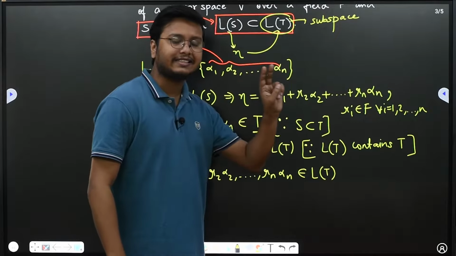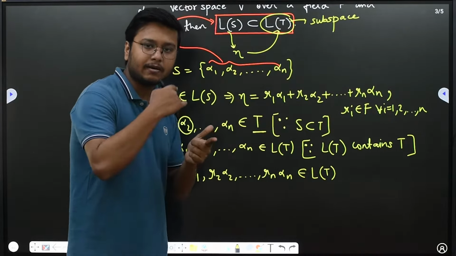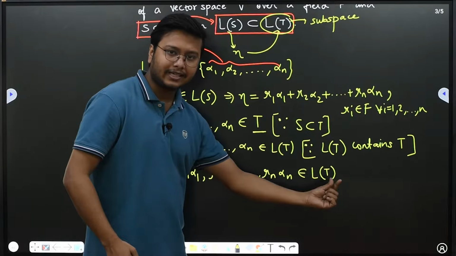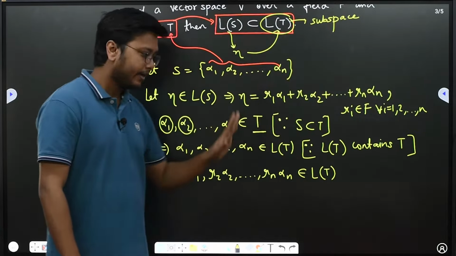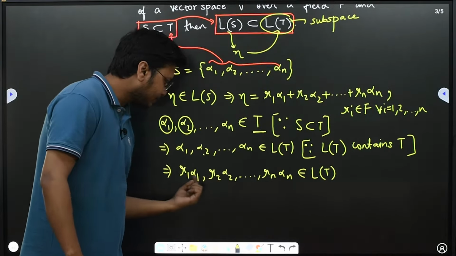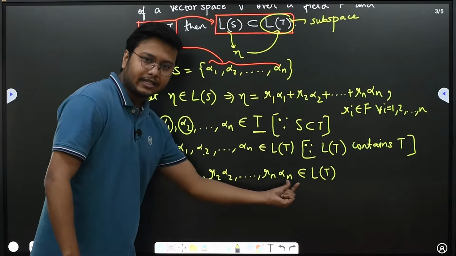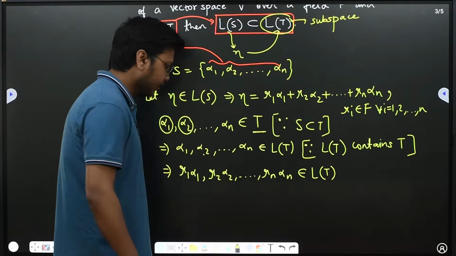This was the second criteria for something to be a subspace: any constant multiplied with the element of the set is also going to belong to that set. Then that set could qualify to be a subspace, right? So here, since LT is a subspace, if I multiply all the elements of LT with some constants R1, R2, Rn, then that also has to belong to LT, right?